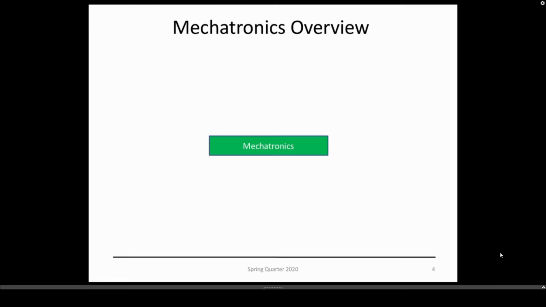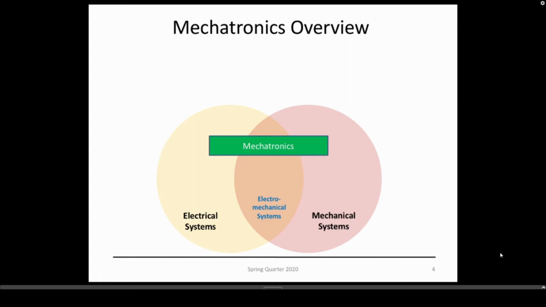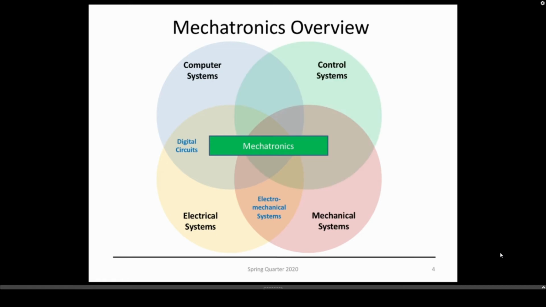Mechatronics is composed of different fields: the mechanical system field, the electrical system field, the intersection of these two fields, the electromechanical systems, the computer systems field, and then the intersection, the digital circuits, and at last the control systems, which derives the digital control when it intersects the computer systems, and actuators and sensors when it intersects with the mechanical systems world.